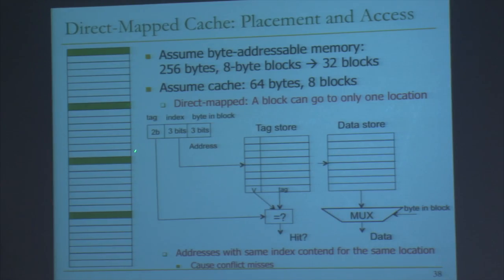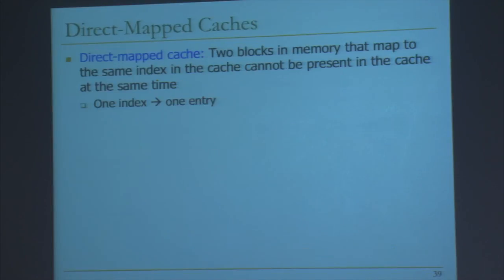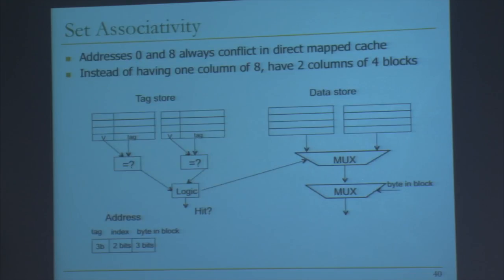0, 8, 16, 24. Sorry, yes. We need to go 8 by 8. What if you're accessing 0, 8, 16, 24, 0, 8, 16, 24, and so on? Well, this still has that problem, right? You can store only 2, whereas you would like to store 4 in a given index. You still have the conflict misses.